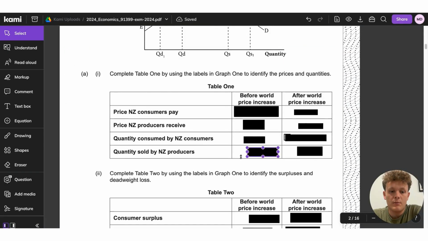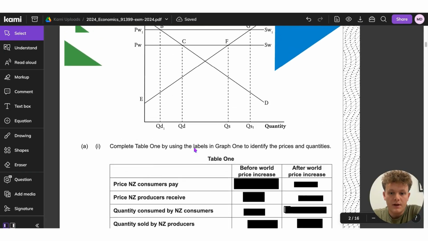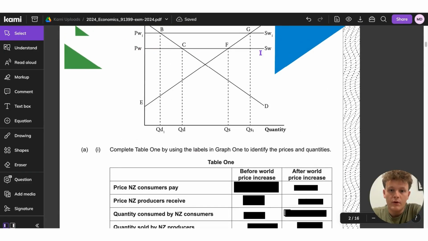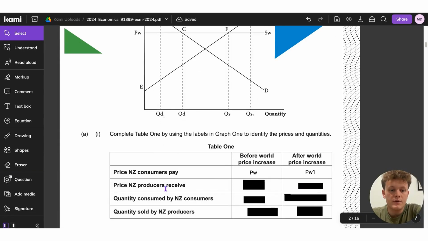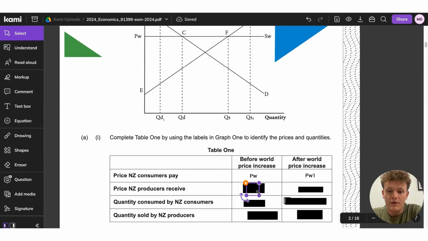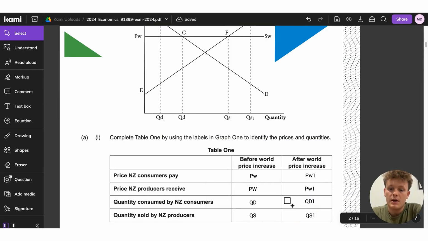So let's have a look at the numbers here. The price that New Zealand consumers pay is going to be PW before and then PW1 after. The price New Zealand producers receive, again it's the same value, so it's PW before and then PW1 after. The quantity consumed by consumers is QD, the quantity demanded at the world price. QD1 is after at the higher price, and then QS is for suppliers supplying at the world price, and then QS1 after the change in the world price.